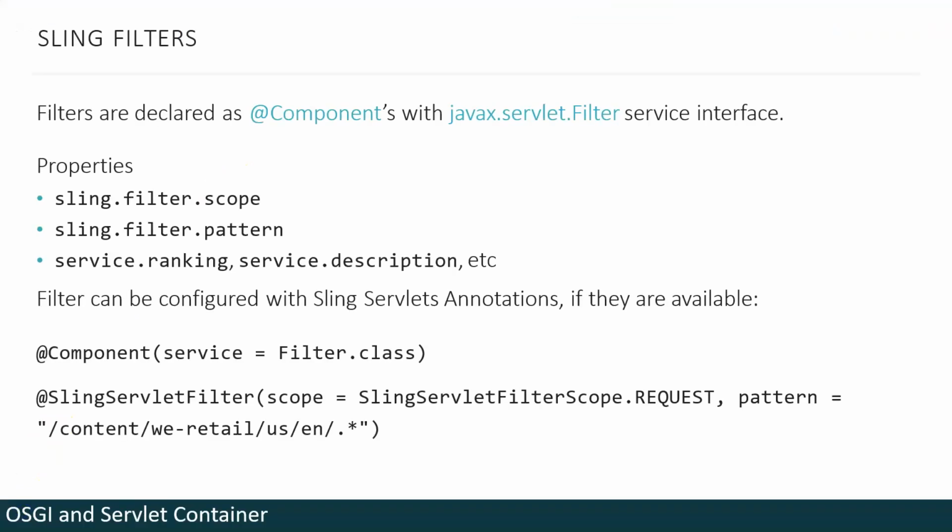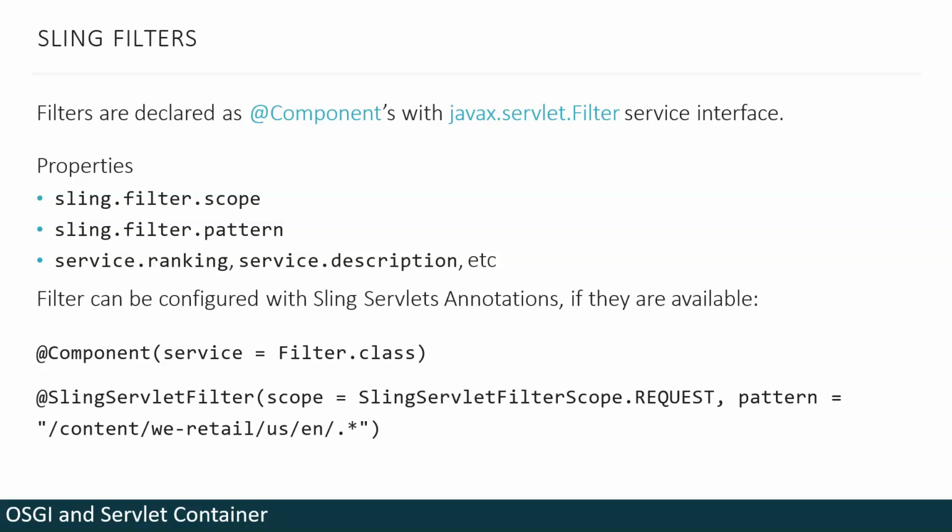Now let's talk about the Sling filters. Let me remind you that filters are part of the Servlet API and used when there is a need to modify the response, transform it somehow, or modify the request by tampering with parameters or headers or both. You can create a filter by implementing the Filter interface, annotating it with the Component annotation, and specifying javax.servlet.Filter as the service class.